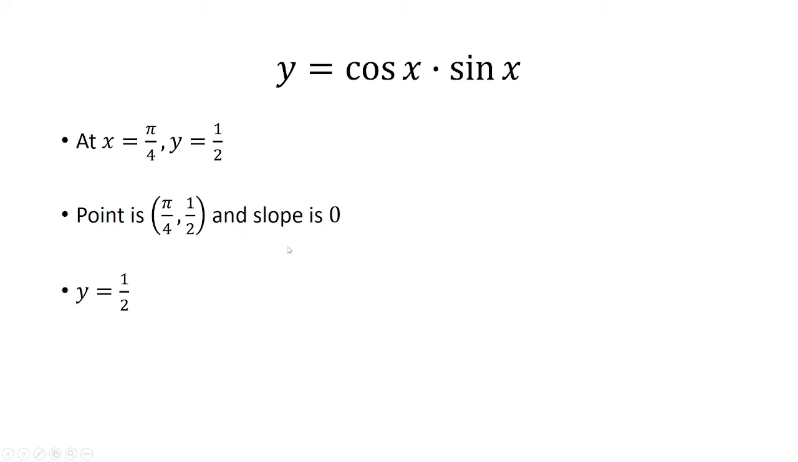Now notice that because the slope is 0, that means it's going to be a flat line, which means that y is always going to be 1/2. So you could also do point slope form, but think of this as common sense. Flat line, which means y is always going to be 1/2. If it was a vertical line, that would mean x is pi over 4.